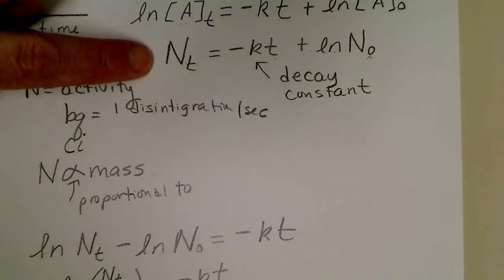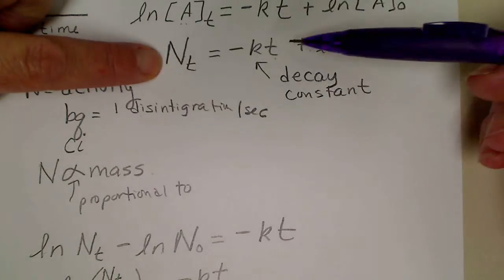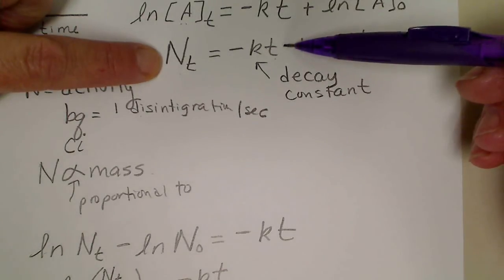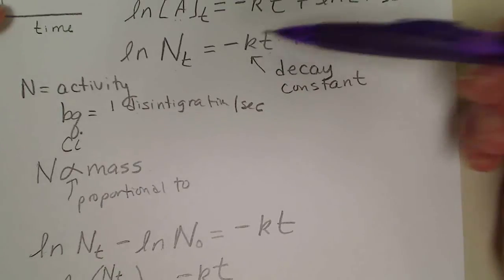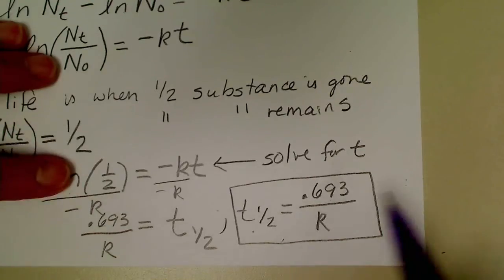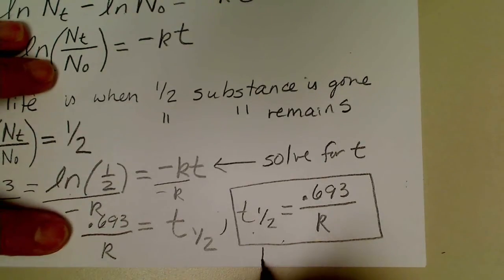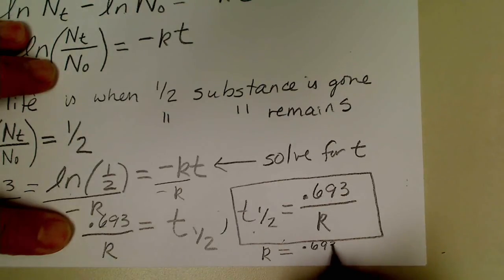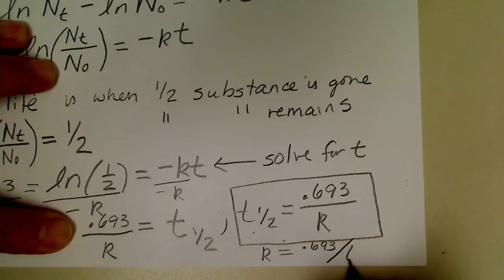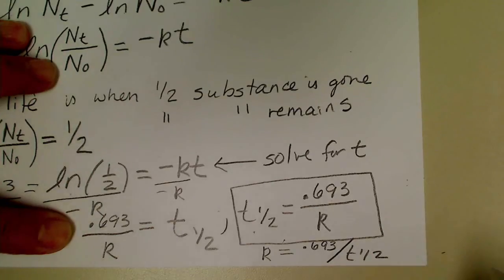So in a story problem, we may be given a substance's half-life and be asked to solve for how much of that substance remains after any time t. And if we're not given the rate constant or the decay constant k, but we're given the half-life, we can rearrange this equation and solve for k. So just switch places. K is 0.693 divided by the half-life.